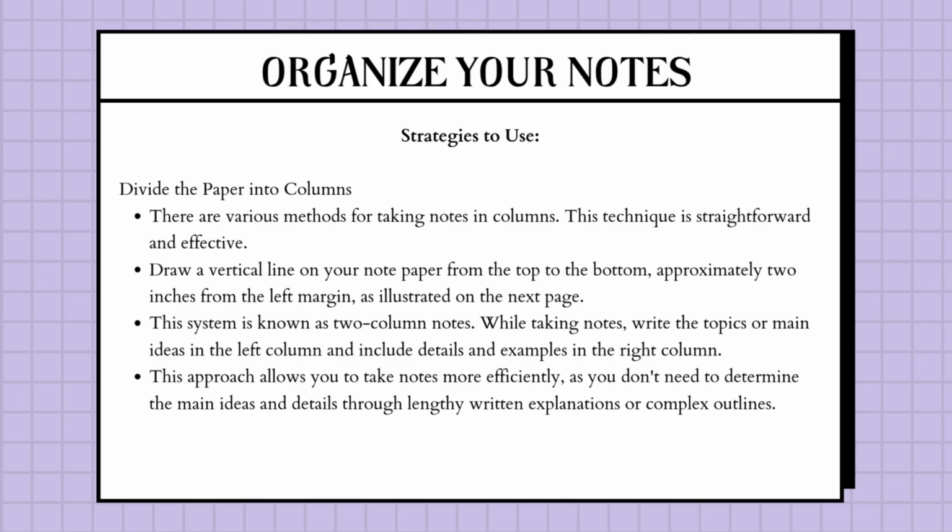First, there are various methods for taking notes in columns. This technique is straightforward and effective. Second, draw a vertical line on your note paper from the top to the bottom, approximately 2 inches from the left margin, as illustrated on the next page. 3. This system is known as two-column notes. While taking notes, write the topics or main ideas in the left column and include details and examples in the right column. And the last, this approach allows you to take notes more efficiently, and you don't need to determine the main ideas and details through lengthy written explanations or complex outlines.